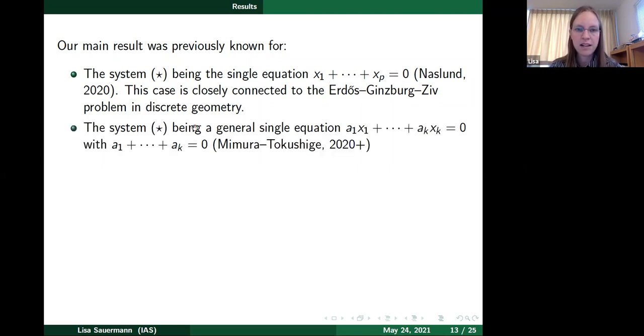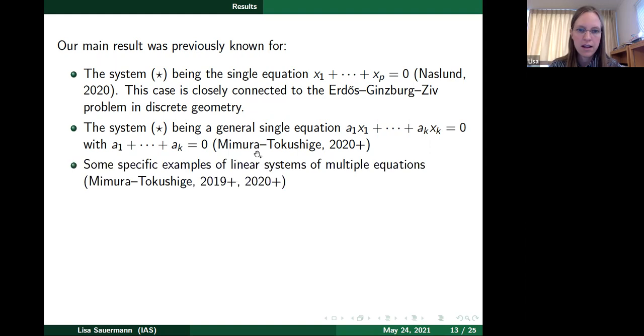And then for the slightly more general case of the system just consisting of one general linear equation with the coefficients summing to 0, but still just one equation, that was solved by Mimura and Tokushige. And then for multiple equations, the problem was also solved for some specific examples of linear systems by Mimura and Tokushige in two different papers. But our result is the first reasonably general result on a wide class of systems of equations star.